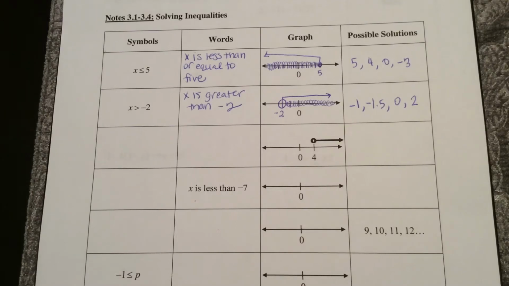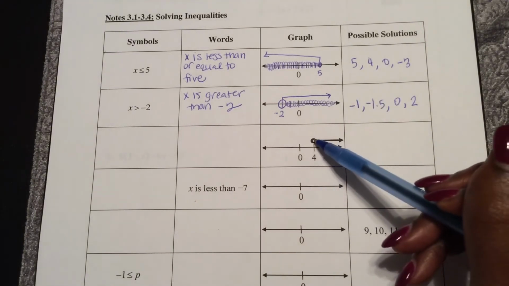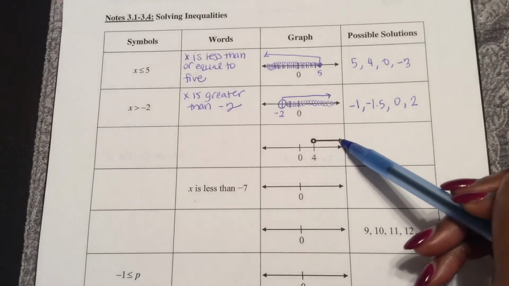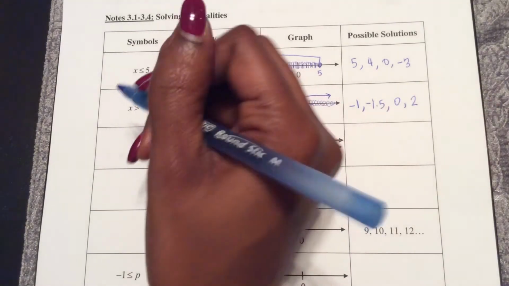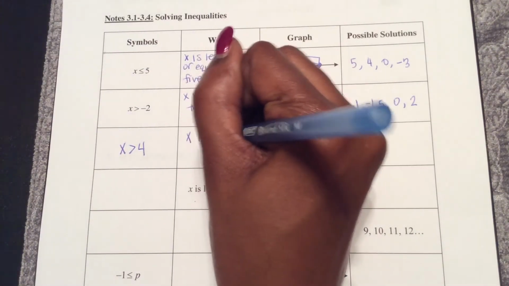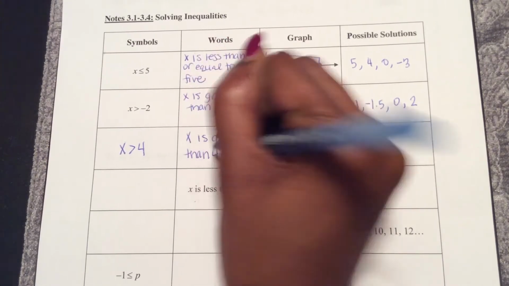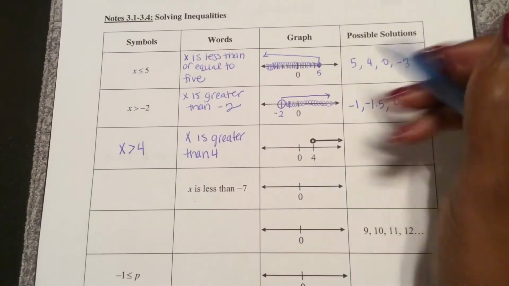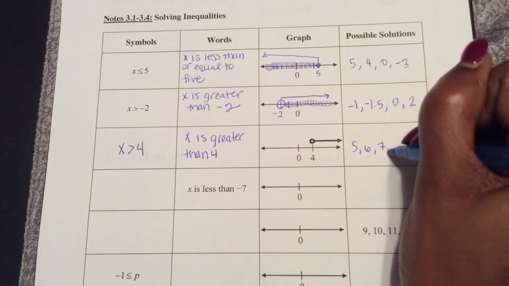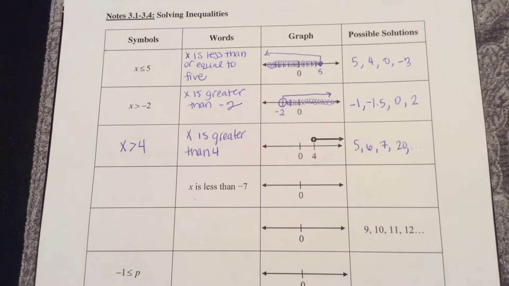Let's continue on with a few more examples. So here, now I have the graph, and I can see that I want numbers greater than 4, but not equal to 4. So that's x is greater than 4. Possible solutions would be 5, 6, 7, 20. Right? Infinite amount of possible solutions to this inequality.